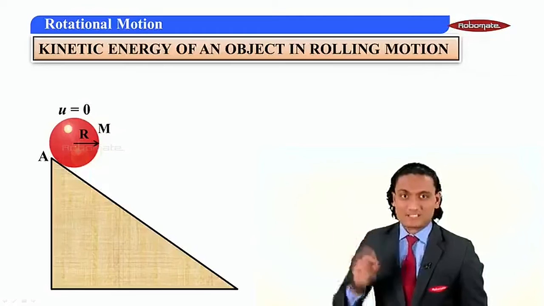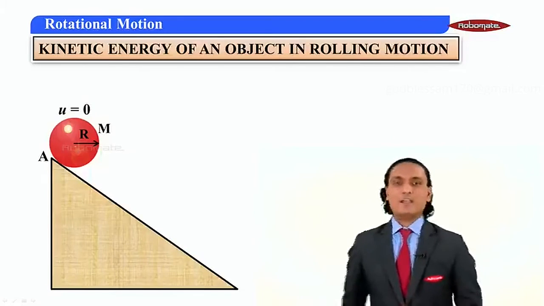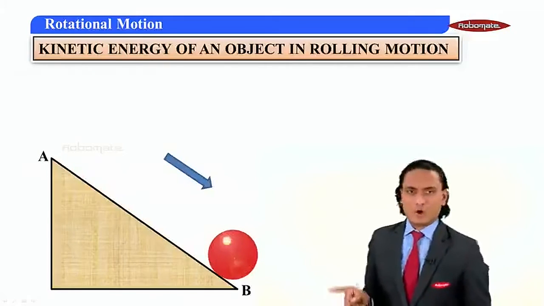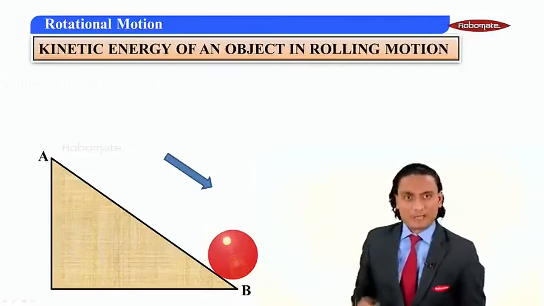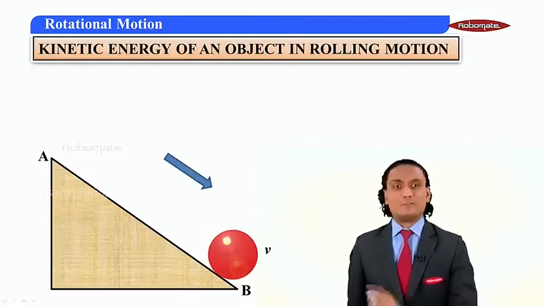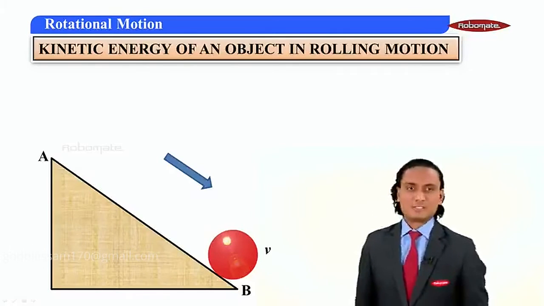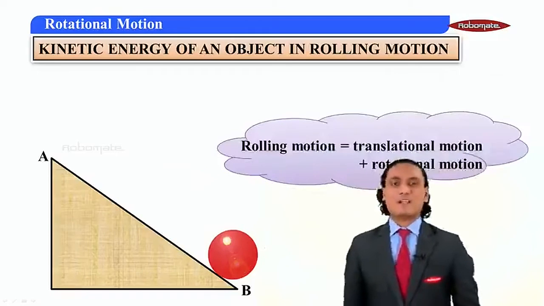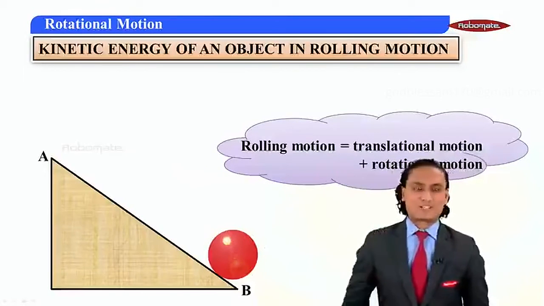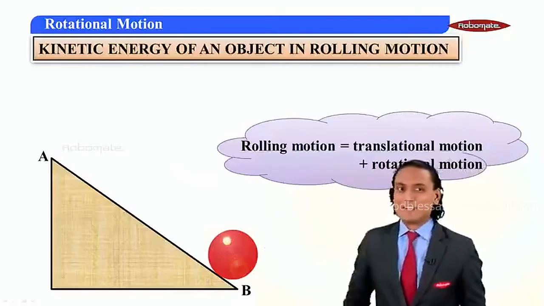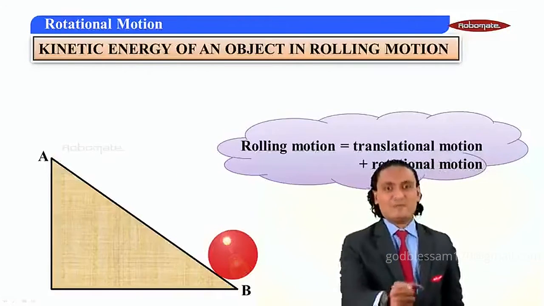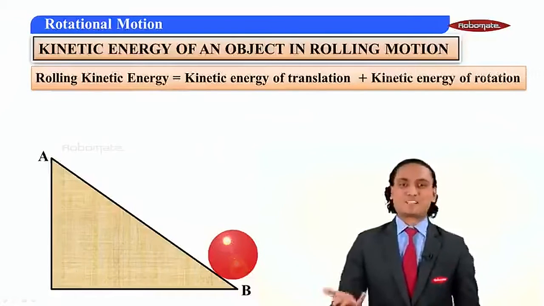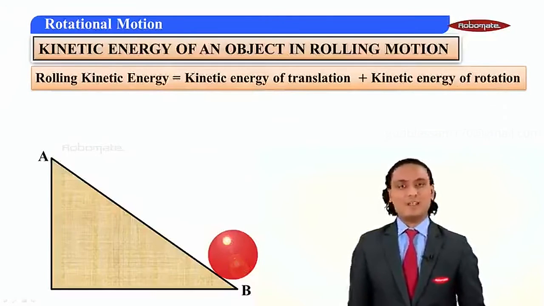The moment I release this solid sphere, what will happen? Very well. The solid sphere will roll down the inclined plane. Now, let it roll to point B, and during the rolling motion, let it attain a linear velocity v. Is that clear? Now students, what is rolling motion? Rolling motion is a combination of translational motion plus rotational motion. So then, what will be the rolling kinetic energy? Very good students. Rolling kinetic energy will be kinetic energy of translation plus kinetic energy of rotation. Very simple. So let's carry this forward.